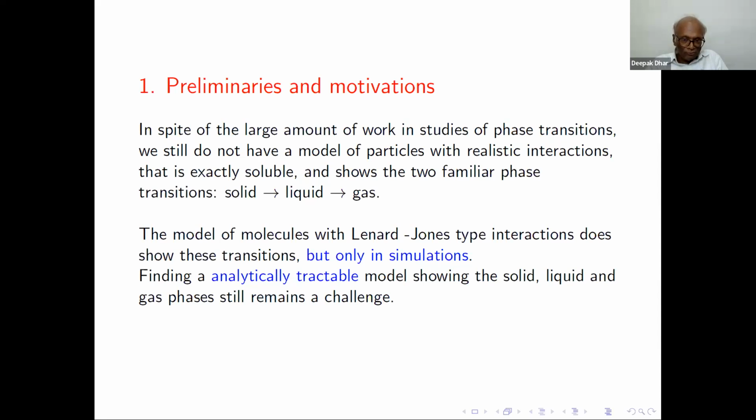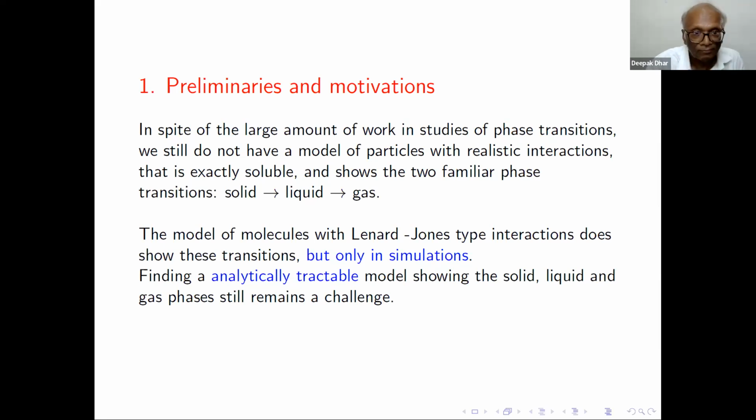Of course, one knows what these models are like. If you take molecules with Lennard-Jones type of interactions, then in Monte Carlo simulations, one can see that an assembly of such atoms will go from solid to liquid to gas. But that is only Monte Carlo studies, and that is not really theory. So one would like to have a model which is amenable to theoretical analysis and shows multiple phase transitions. That was my original interest in trying to understand these models.